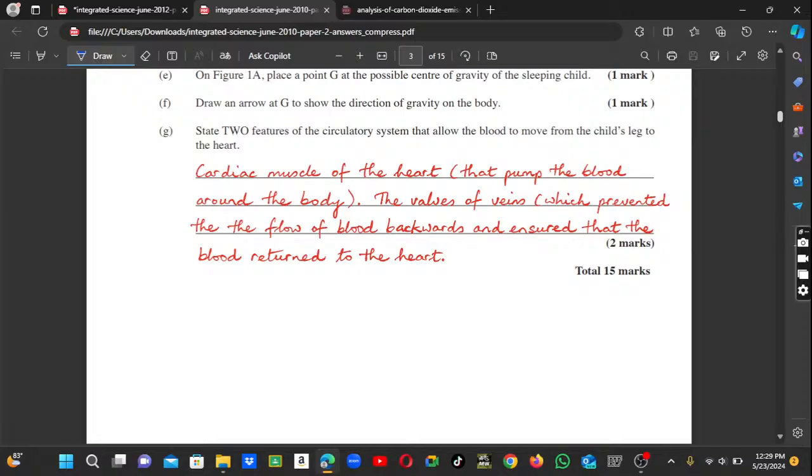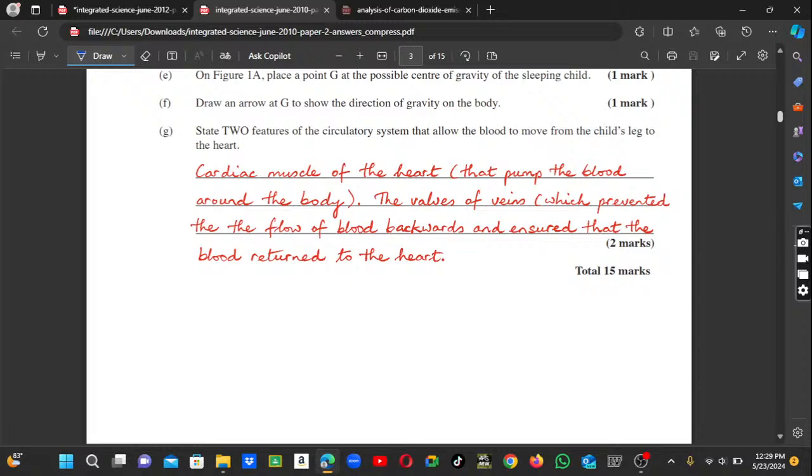So here, guys, it says we need to draw an arrow to show the direction of gravity on the body. We already did that. Then we need to state two features of the circulatory system that allow the blood to move from the child's legs to the heart. Here we know about the cardiac muscle. Remember, guys, I already mentioned this on the first paper. We know that the cardiac muscle normally pumps blood to the body, right?